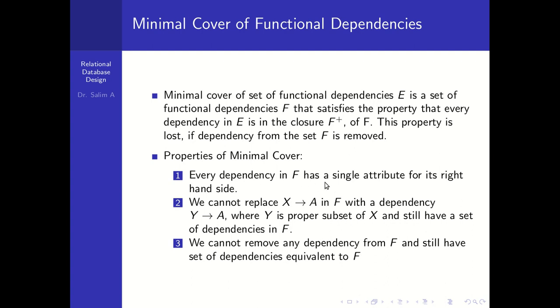Every dependency in F has a single attribute on its right hand side. We cannot replace X determines A in F with a dependency Y determines A where Y is a proper subset of X. That is, from this one you are going to remove something. Let X be AB, and you remove B, giving A determines C. Then that is not allowed. We cannot remove any dependency from F, and still the set of functional dependencies is equivalent to F.